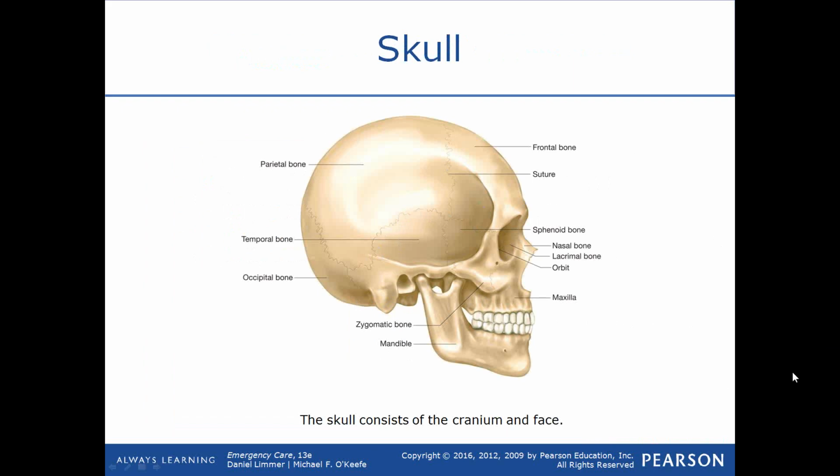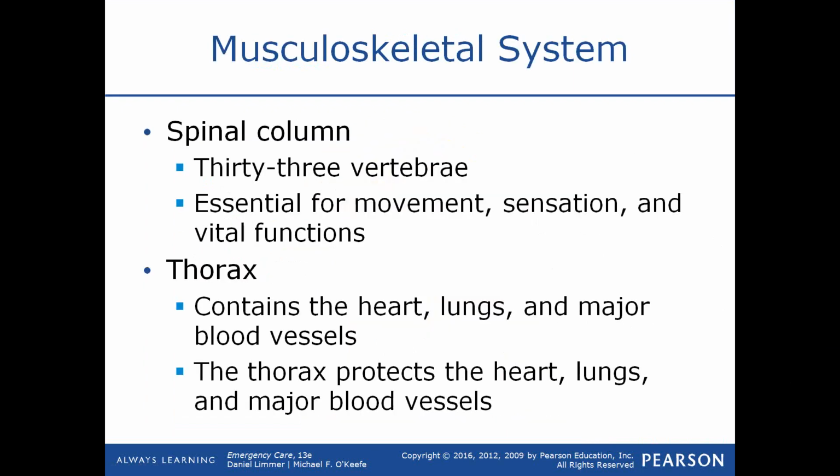That's where the spinal cord comes up and becomes the brain stem. And then the face is attached to the skull as well. The face is made up of multiple bones, including the sphenoid bone, the nasal bone, the lacrimal bone, the orbit, where the eye sits, the maxilla, which is your upper jaw, and your mandible, which is your lower jaw, and then your zygomatic bones, which are your cheeks. And that makes up your face and skull.